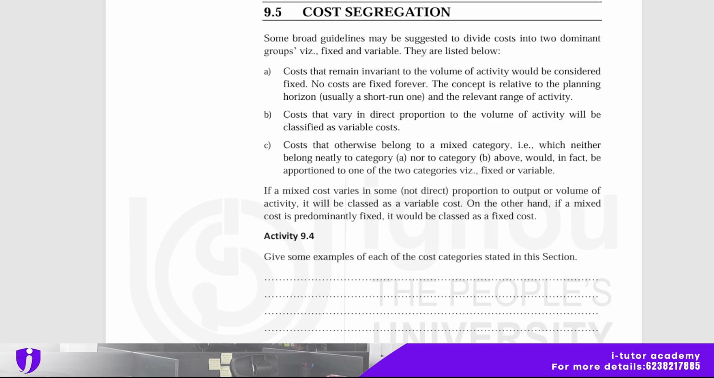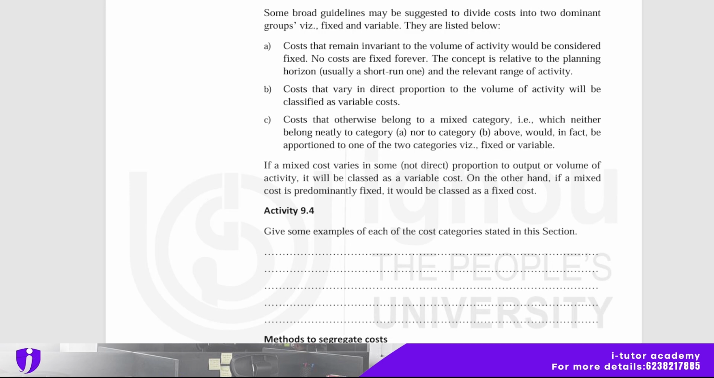Some broad guidelines may be suggested to divide cost into two dominant groups, that is fixed and variable. They are listed below. Costs that remain invariant to the volume of activity would be considered fixed. No costs are fixed forever. The concept is relative to the planning horizon, usually a short-run one, and the relevant range of activity. Costs that vary in direct proportion to the volume of activity will be classified as variable costs.